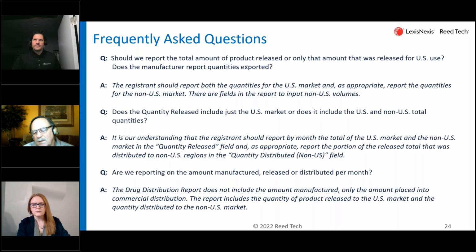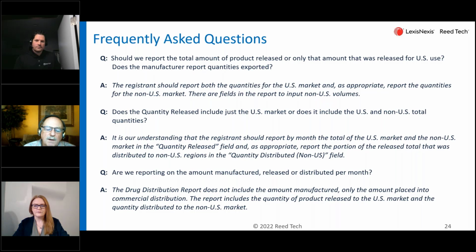So if you're in Atlanta, in our example before, and you shipped a total of 2,000 units, you should report the 2,000 in the quantity released, and that 2,000 should include the 1,800 that was shipped into the U.S. area, as well as the 200 that might have been distributed to Europe, for example. And then in the separate column, the quantity distributed non-US, you would record the 200. So a total of 2,000 reported in the quantity released and 200 reported in the quantity distributed.